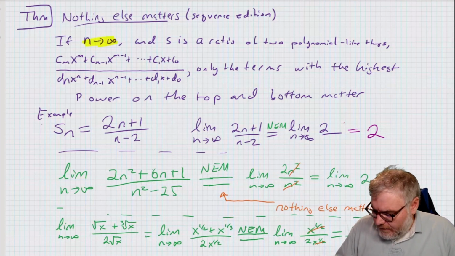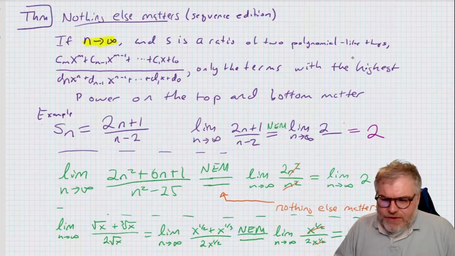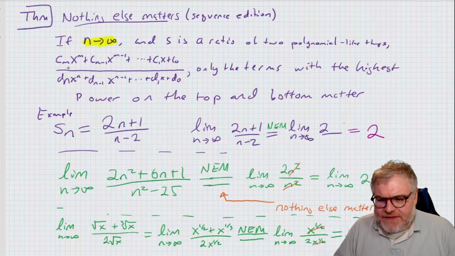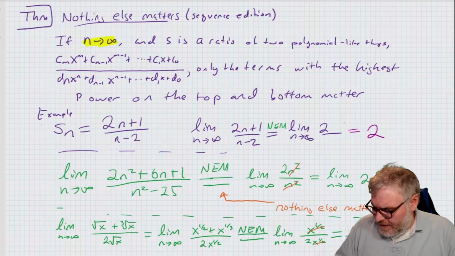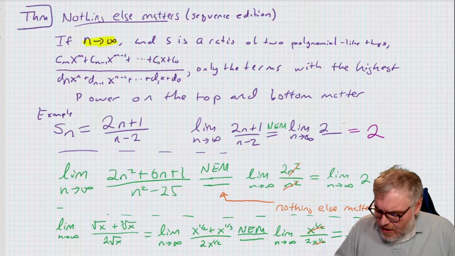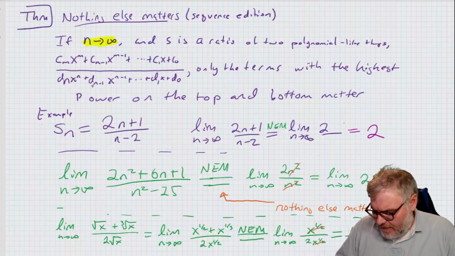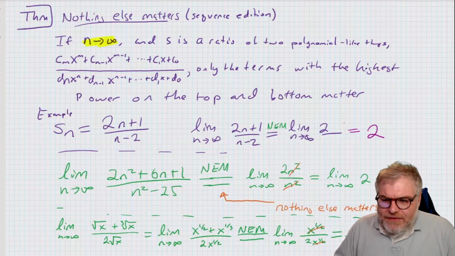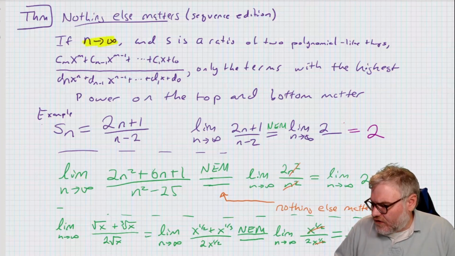So n is going to infinity. And let s be a ratio of two polynomial-ish things. Basically, I want constants times x to powers. Right? These are constants times x to powers over some constant times x to power. If that's the case, only the terms with the highest power on both the top and the bottom matter. Nothing else matters. I don't sit here and have to do a whole bunch of messing with this.